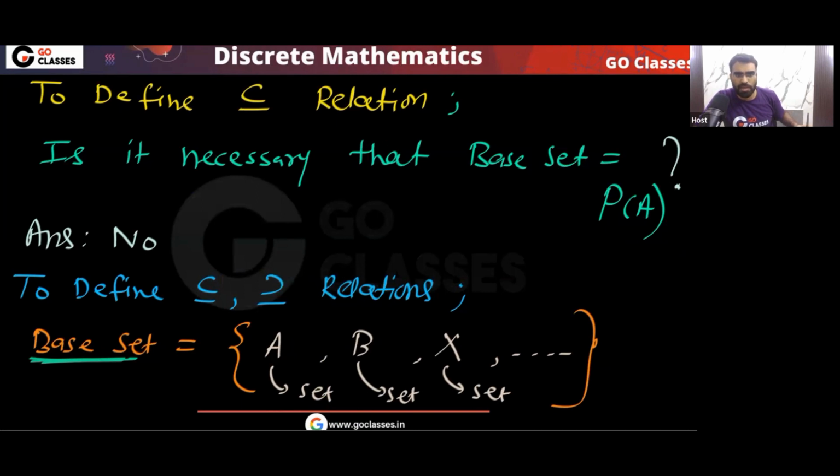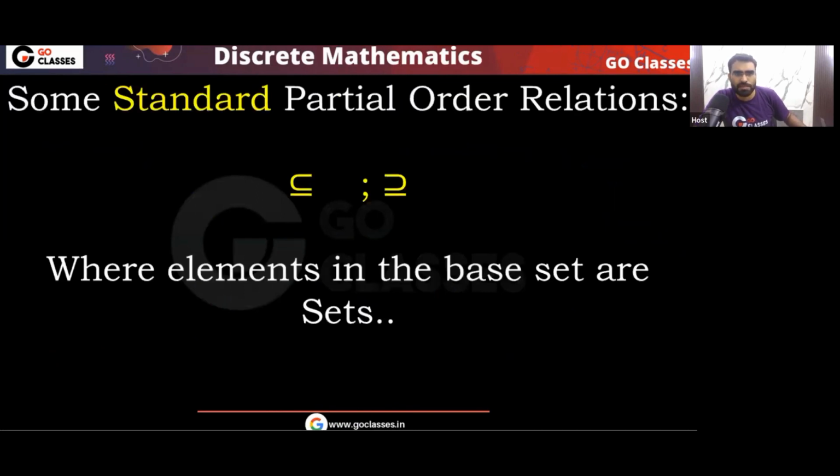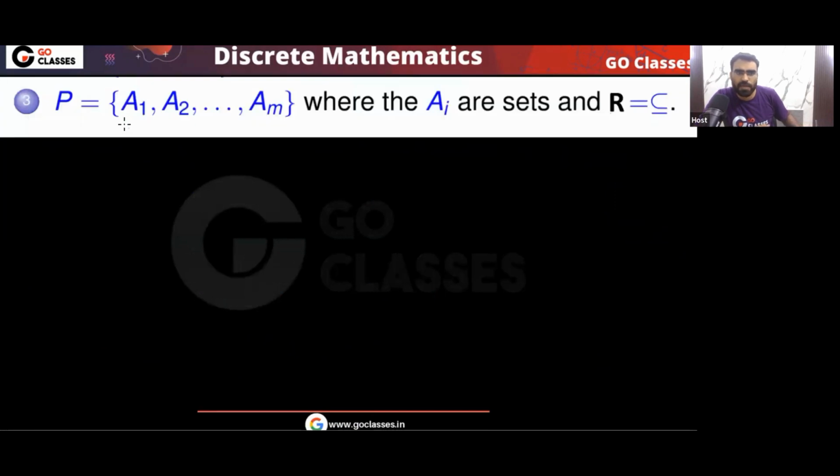Okay. Now let's see. So these relations, subset and superset, these are also partial order relations. You can easily see that if your base set is like this, where every element is a set, remember, every element is a set. Now, can you prove that this is a partial order relation? How to prove? Tell me.